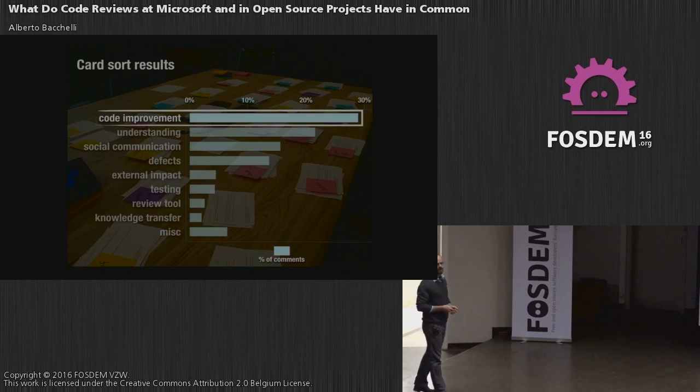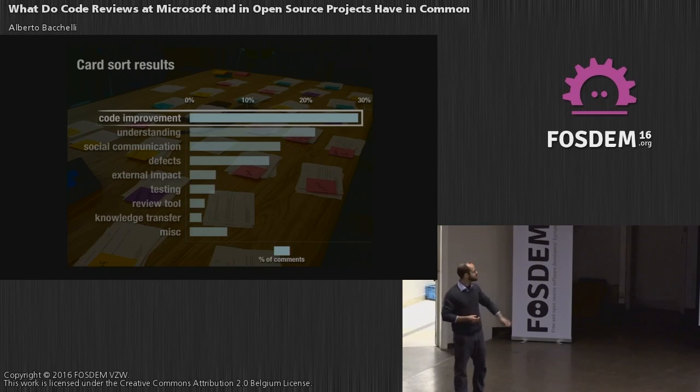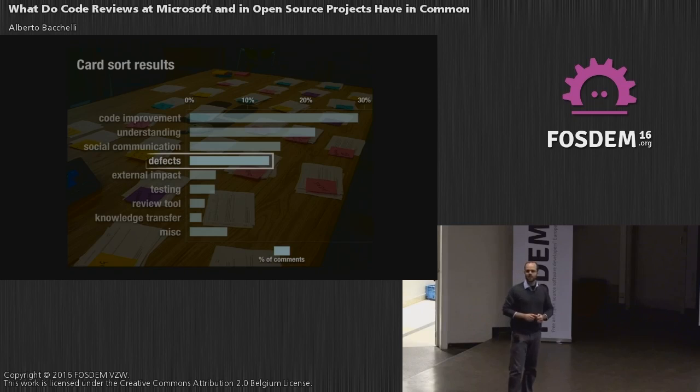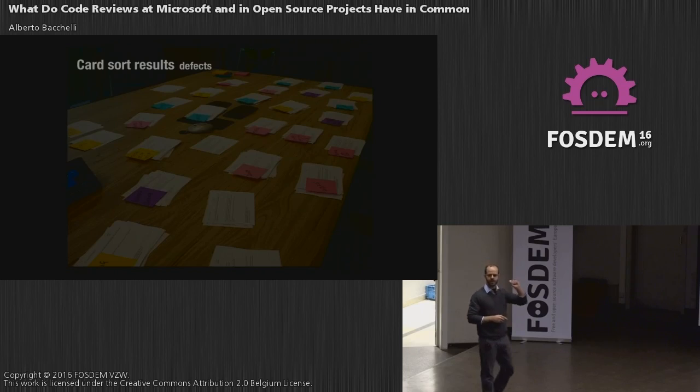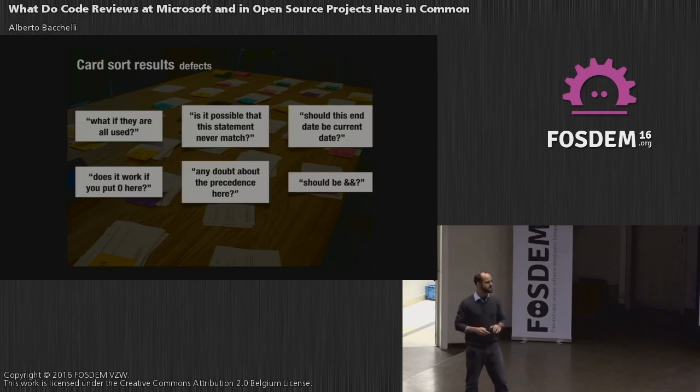So as you see, the main outcome of code review is code improvement and understanding. Very well done. While defects, it's only around 14%. Right? This is very different from their expectations. And what is more, if you look at the comments about defects, you really see that they are very low-level, trivial defects. Like, what if this part is used? Any doubt about precedence? Should this be and instead of or?